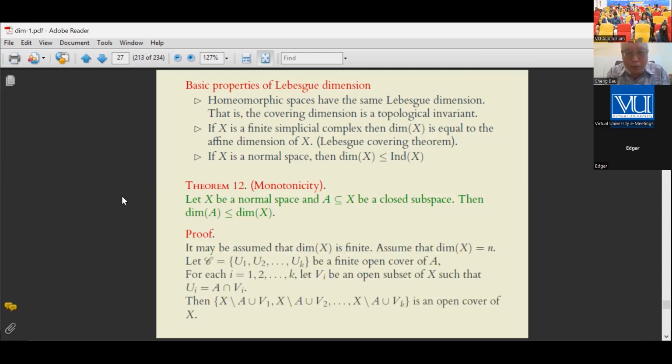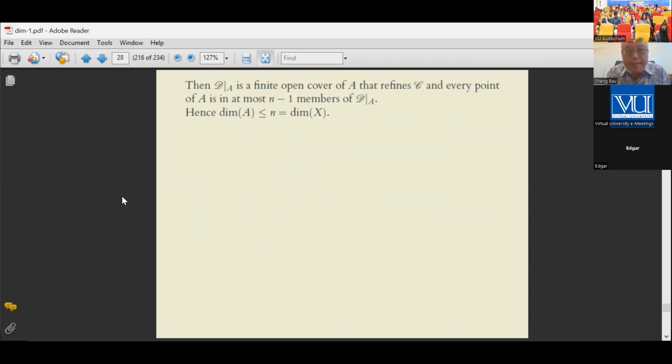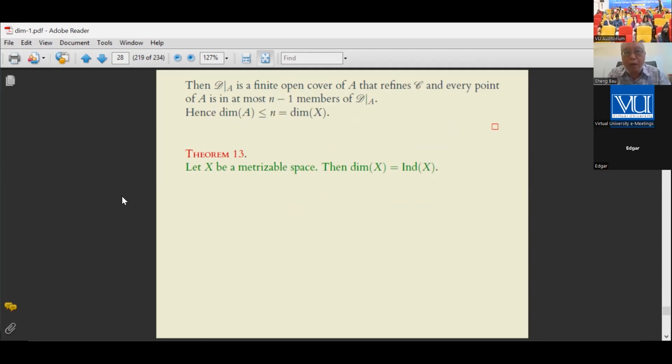And it can be proved easily. So it's 5 sentences or something. So I'm not going through it. So now, for metrizable spaces, the Lebesgue dimension is equal to the inductive dimension. The metrizable spaces are normal spaces, as we mentioned 3 times already. And for normal spaces, this is an inequality. The left is at most the right. But for metrizable spaces, they are equal.